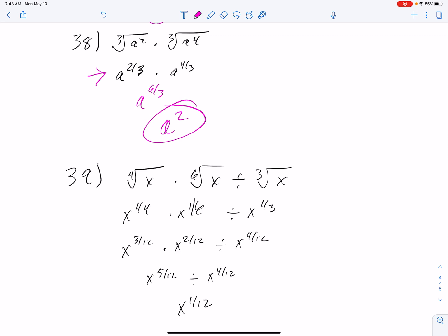Now, for 39, I'm going to add my first two exponents and then subtract my last exponent. So 3/12 plus 2/12 gets me x to the 5/12. 5/12 minus 4/12 gets me x to the 1/12.